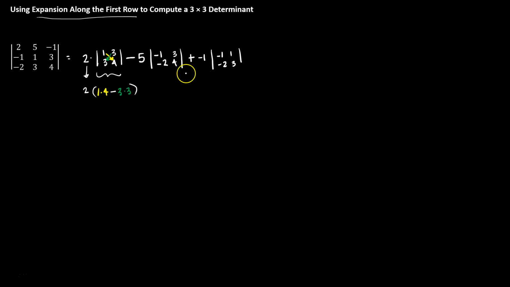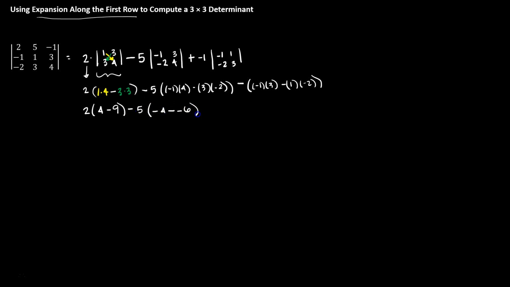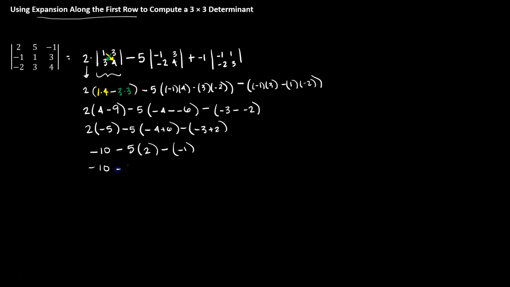I'll repeat that process for the next 2 determinants. Then we'll clean everything up, simplify as much as possible. And finally, I get -19.